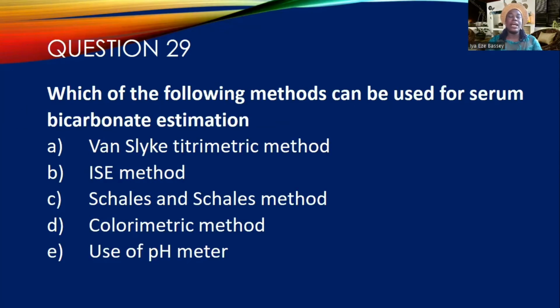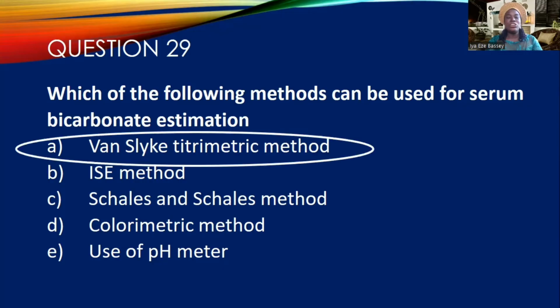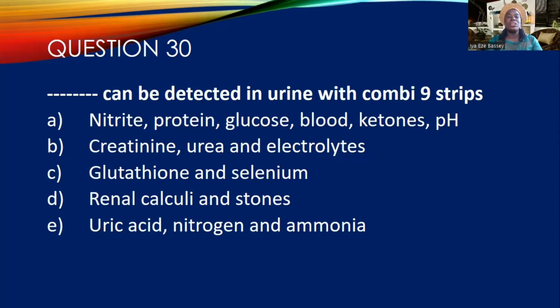All right, question 29. Which of the following methods can be used for serum bicarbonate estimation? A, Van Slyke titrimetric method. B, ISE method. C, Schales and Schales method. D, colorimetric method. E, the use of pH meter. So your answer is the Van Slyke titrimetric method. That is what you use for bicarbonate estimation. Your Schales and Schales is for chloride. All right, so question number 30.